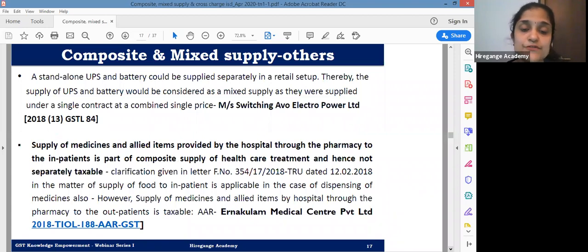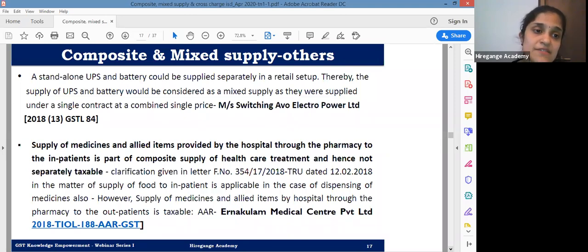Now, I look at a few advance rulings in the context of composite and mixed supplies. Keep in mind an advance ruling is applicable only to the person who has applied for it and for his facts. Others can only use it as guidance. So if a UPS and a battery are being supplied together, it will be said to be a composite supply, taxed at the rate applicable to the predominant supply, the UPS. But if it is being given independently, wherein the battery could be used for multiple uses, then obviously the battery becomes a separate supply.